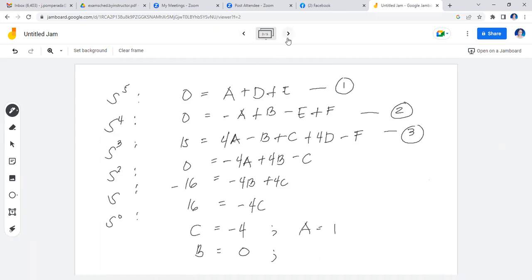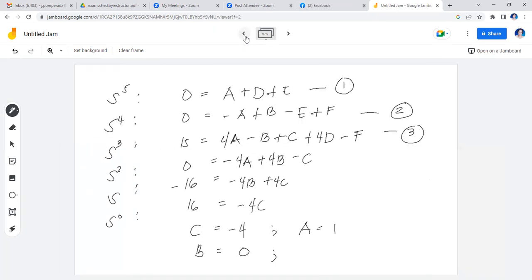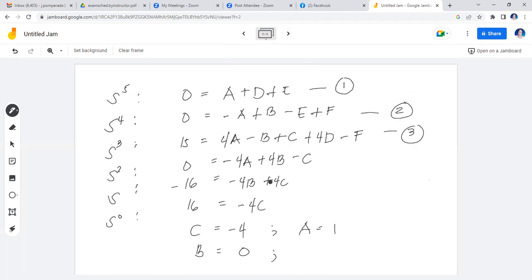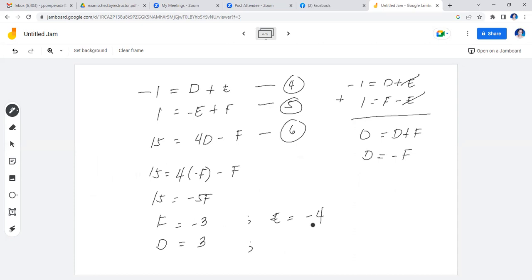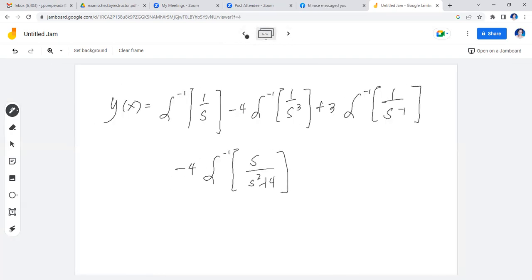So I'll place here negative 4, and I'll have inverse Laplace of s over s squared plus 4. I split it. Okay, the E here is negative 4. And F is negative 3. So the same denominator. Oh, sorry. Negative 3 inverse Laplace of 1 over s squared plus 4.